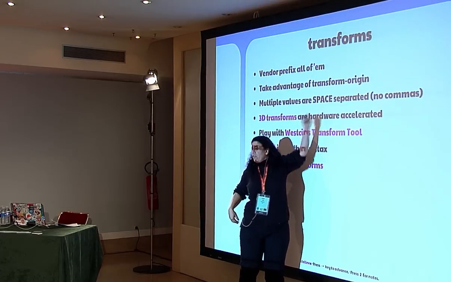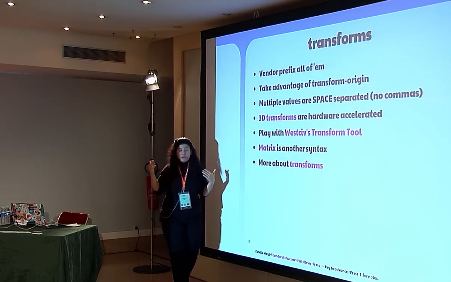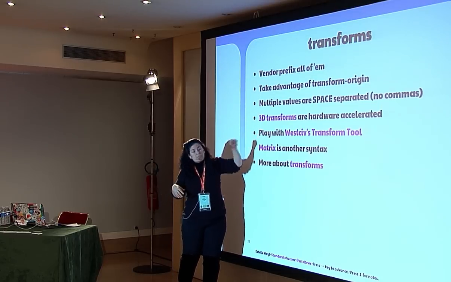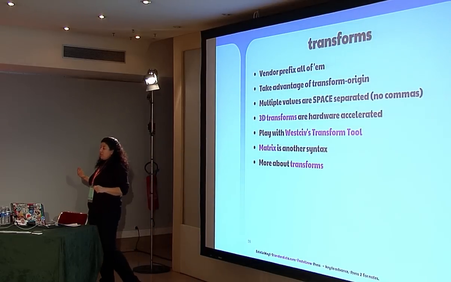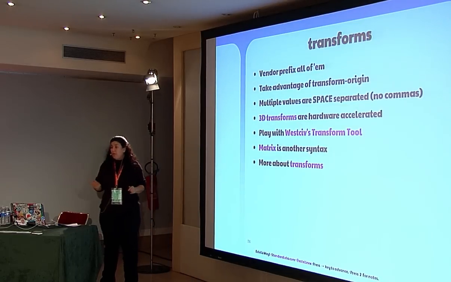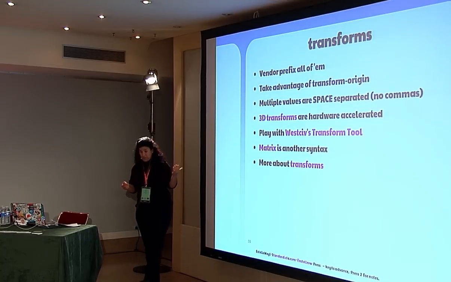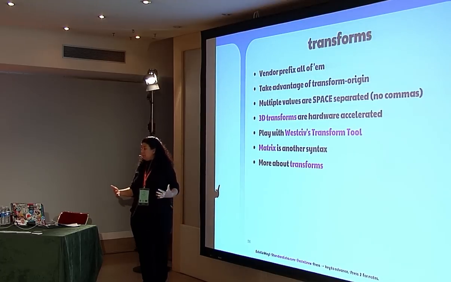Space separate them, because when we learn transitions, we're going to be using a comma. So that's the difference between transitions and transforms. Transforms is space separated. One of the things to note is 3D transforms are hardware accelerated. So if you want to force something to be hardware accelerated on a device that supports hardware acceleration, you can do translateZ(0). It does nothing other than put it into the GPU and out of the CPU.